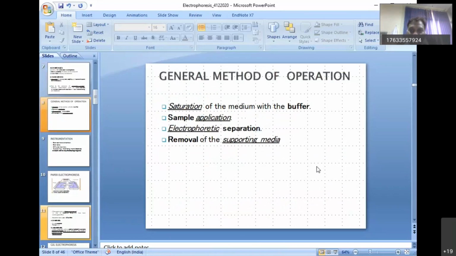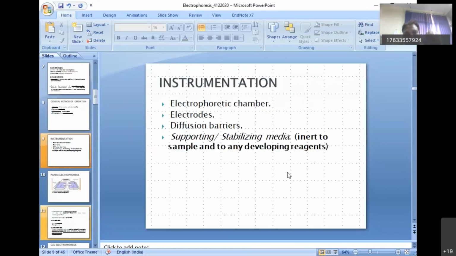Generally, in electrophoresis you need the buffer, you need the supporting media, and you have to do the electrophoresis, and then you have to remove the supporting media to detect your sample. The instrumentation required includes an electrophoretic chamber, electrode buffer, diffusion barriers, and the supporting media, which should be inert.